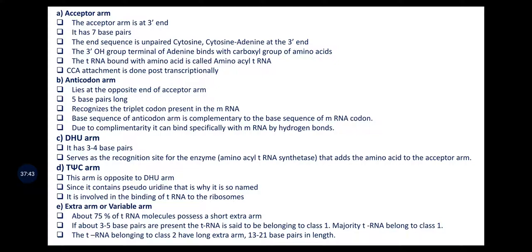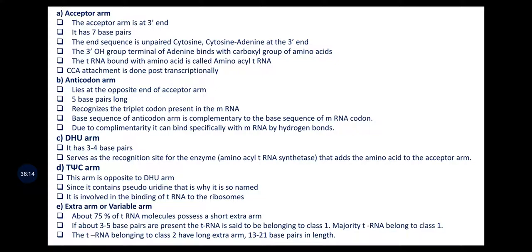The second one is the anticodon arm. The anticodon arm lies at the opposite end of the acceptor arm, at the down or base portion. Here a 5 base pair long sequence can be found. It recognizes the triplet codon present in the mRNA. The base sequence of the anticodon arm is complementary to the base sequence of the mRNA codon. Due to complementarity, it can bind specifically with mRNA by hydrogen bonds.